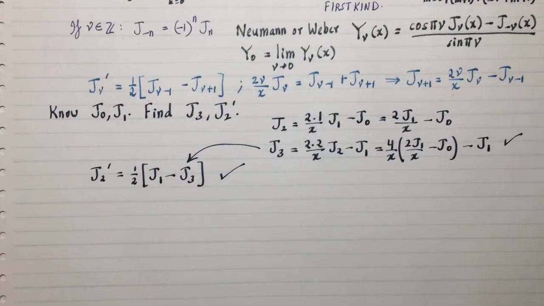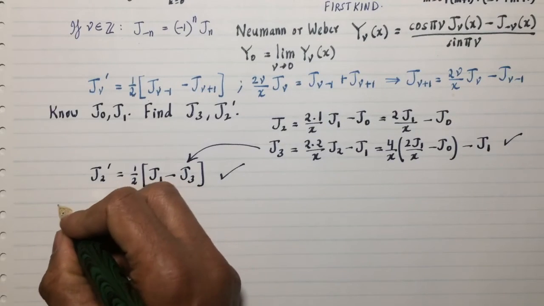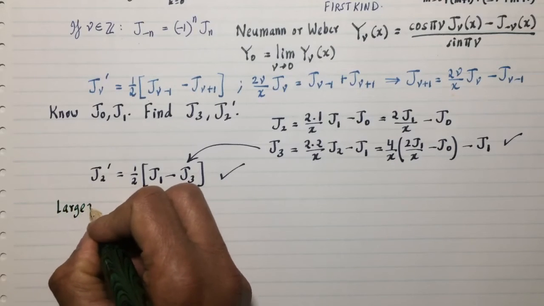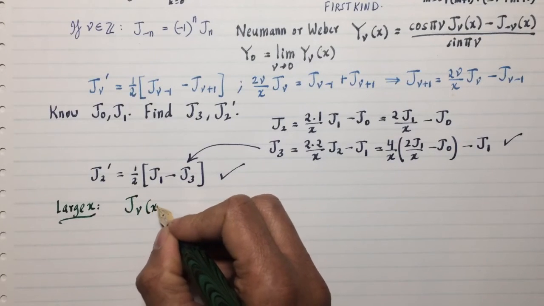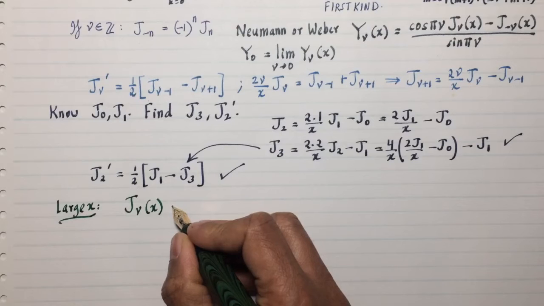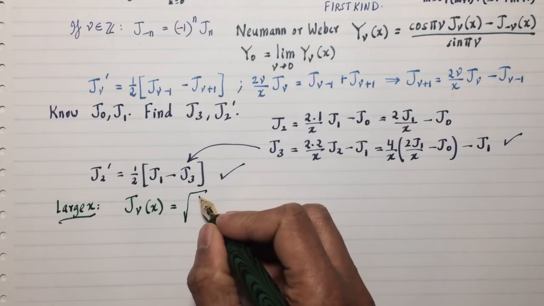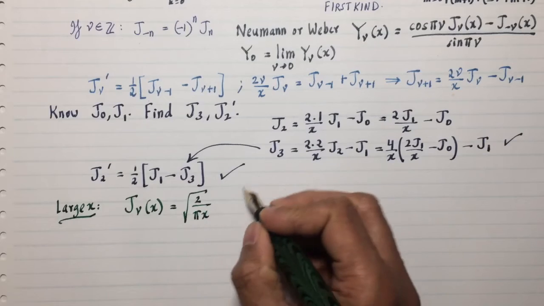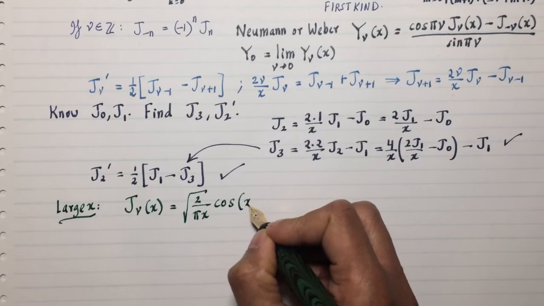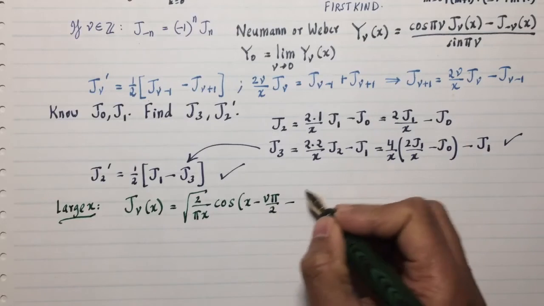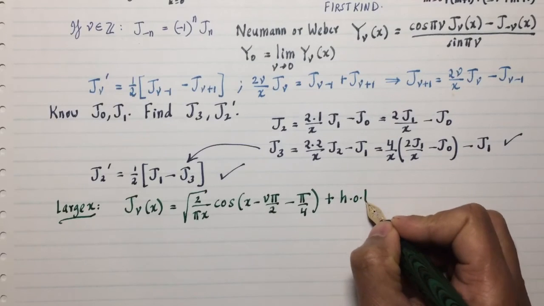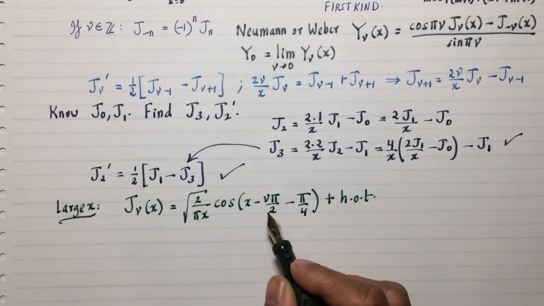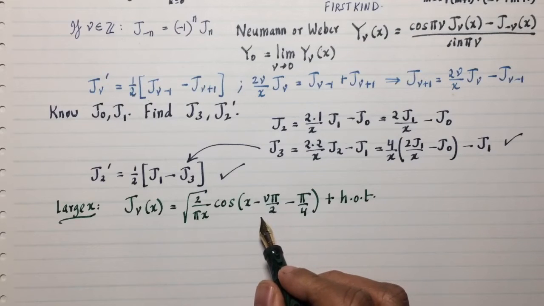Now, there are certain properties of the Bessel function that are extremely important, and some of these are called asymptotic properties. Asymptotic means what happens when x becomes large or small. So for large x's, all Bessel functions are going to behave like damped cosines or sines. So it's going to look like the square root of 2 over pi x times cosine of x minus nu pi over 2 minus pi over 4, plus higher order terms.